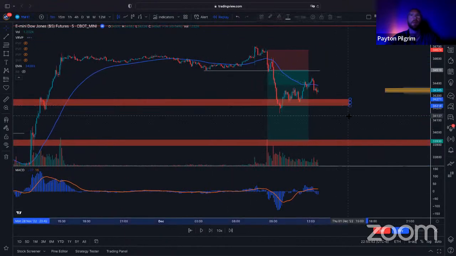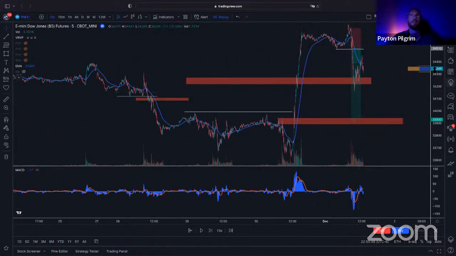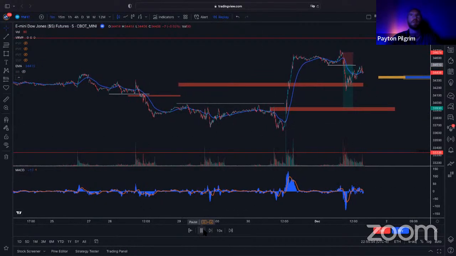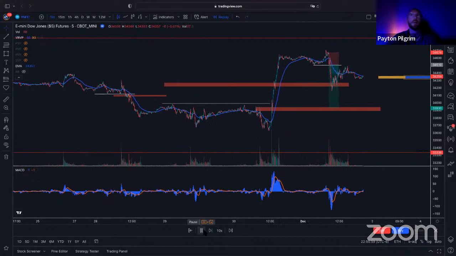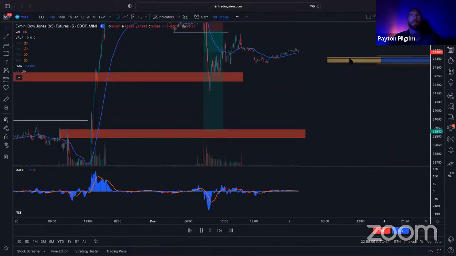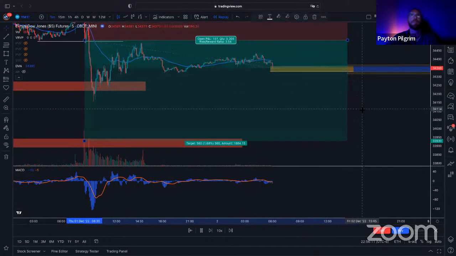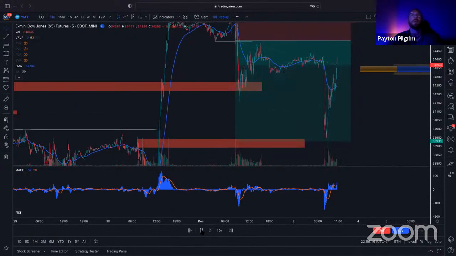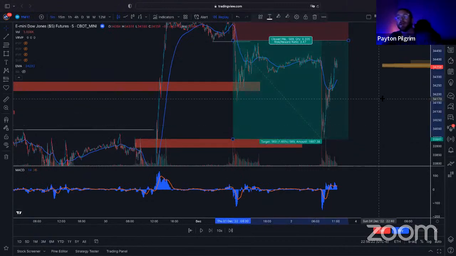TP1 smack perfectly. Break even would have probably hit. This is a good little bearish flag. Nothing for the rest of the day. Still in it. There goes. Boom. TP, boy. Basically, should have had it right there. That's a good one. That's another really good one.